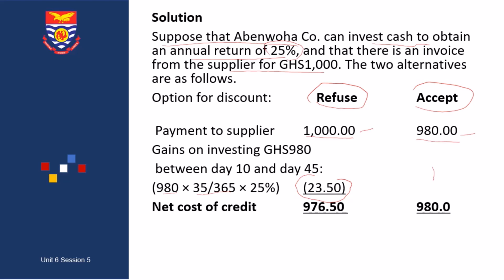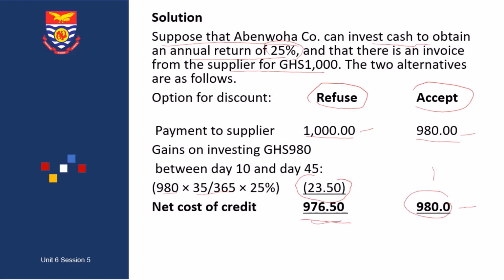You are just paying the 980. So the net cost of credit here is 976.50, and here we are having 980. Look at something: the net cost of credit here is 976, even though we invested the excess within the days to get 23.50. It's not enough to be lesser than what the supplier gave us. This one is rather higher. This is 980, this is 976.